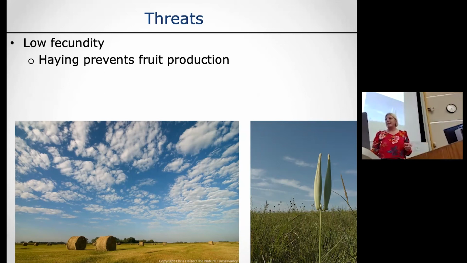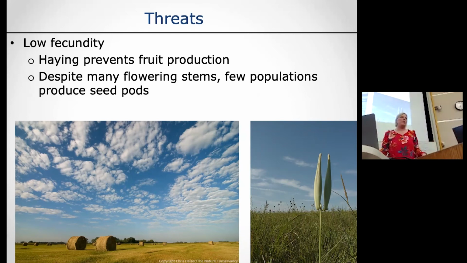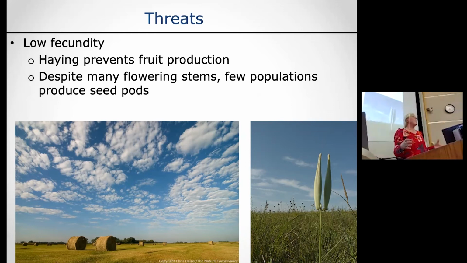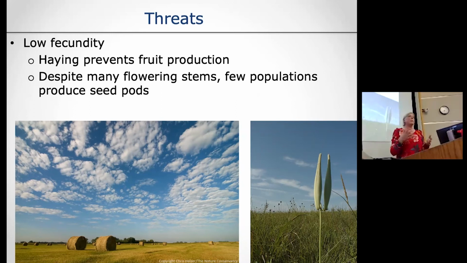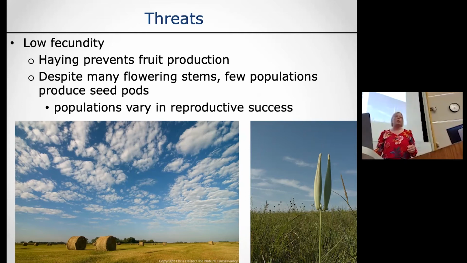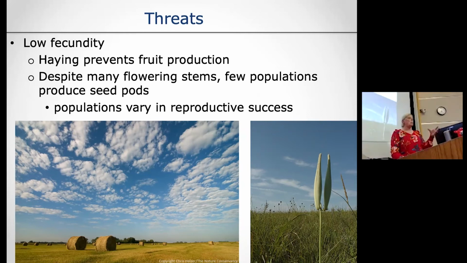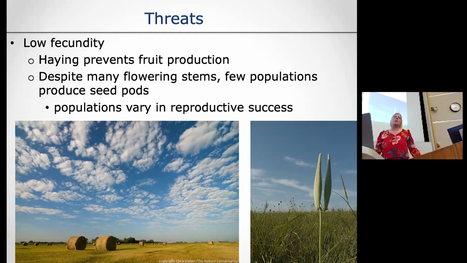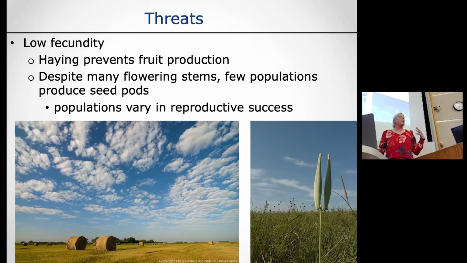But the other thing is that even in populations that aren't managed by haying, there are a lot of populations that will produce a bunch of flowering stems, but never actually produce seeds. And that's a problem, obviously, because you need reproduction for a species to be self-sustaining. And there's also a lot of variation in reproductive success. There are usually a couple of populations out there that will actually produce seed pods, and then many populations will produce little to no seed pods at all. And so that's actually where I came in, is that a colleague wanted to know why, basically.